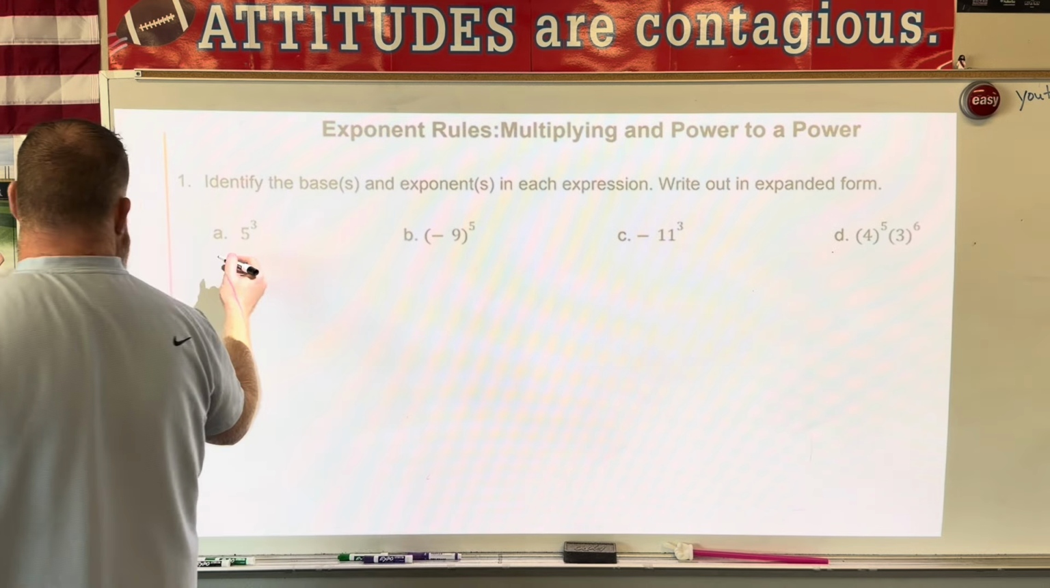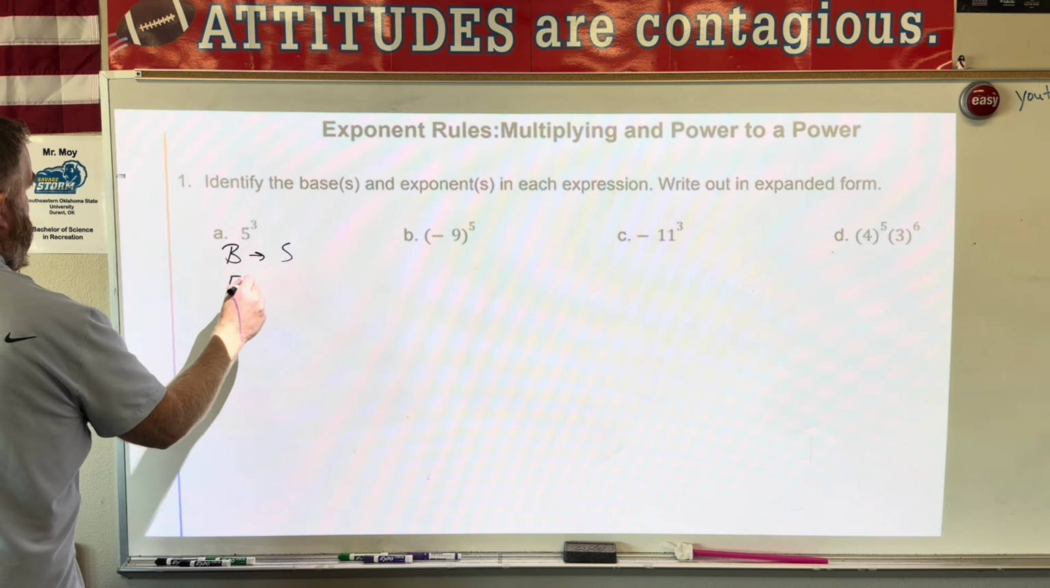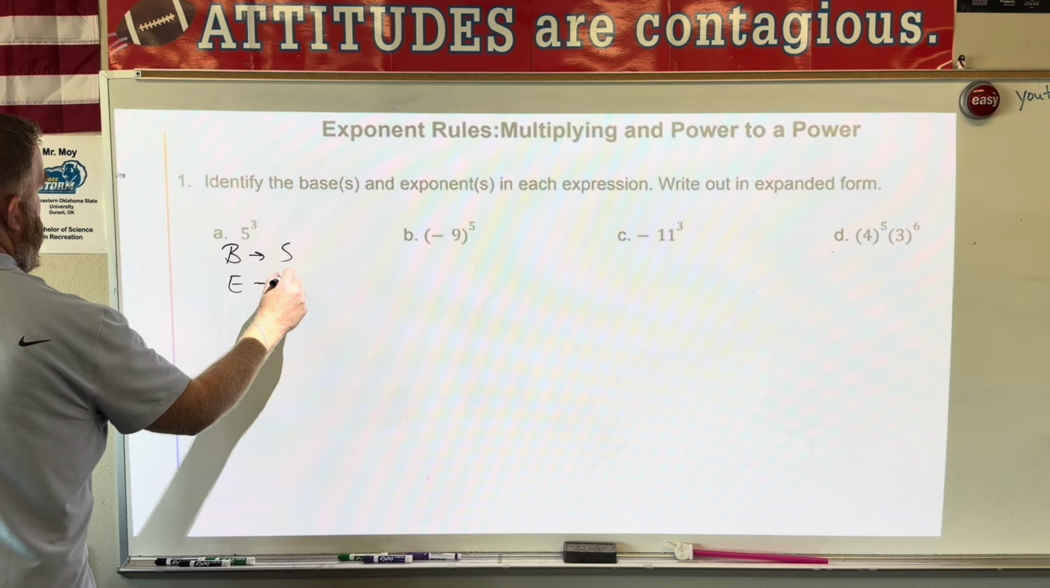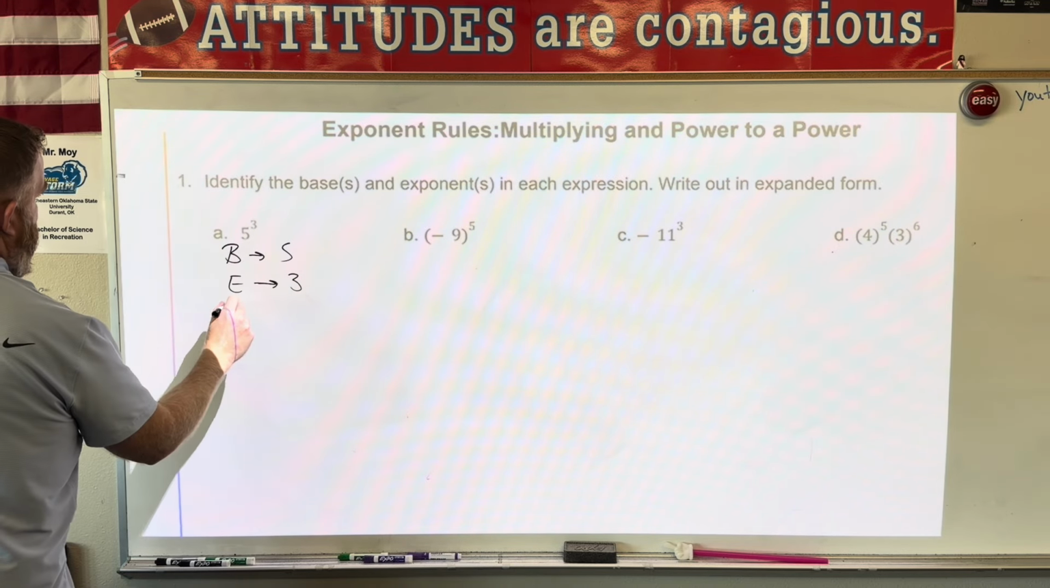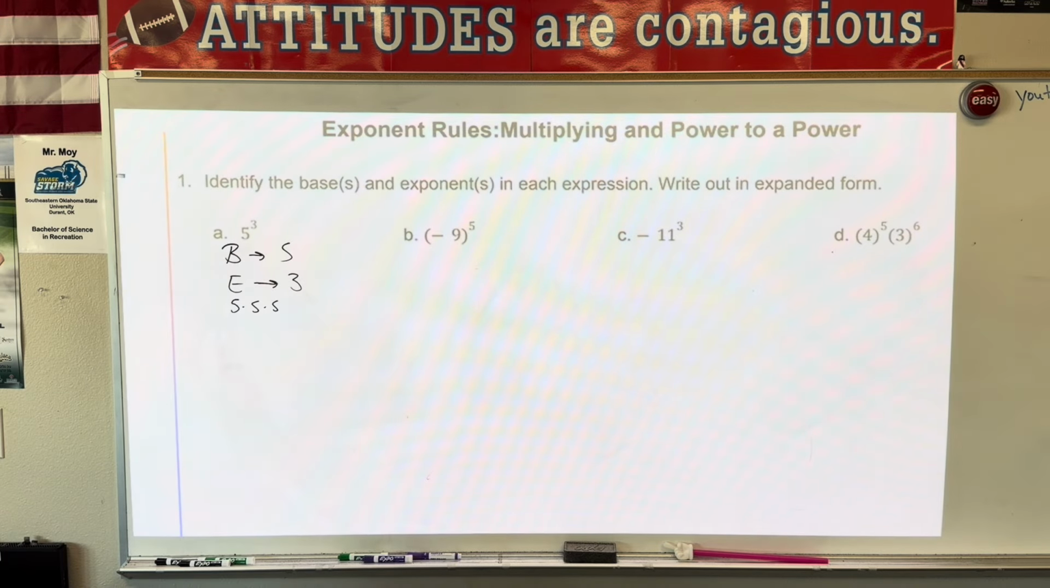Perfect. So here's how I want to write this. I'm just going to put B. The base is 5. The exponent is 3. So what does 5 to the third power mean, guys? 5 times 5 times 5. Good. Let's talk about part B.